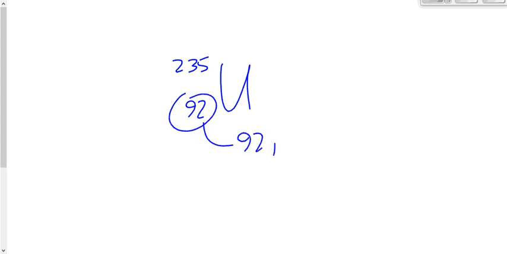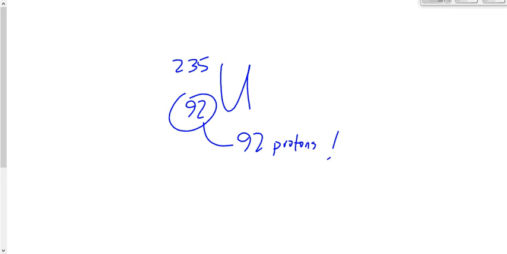Let's say it's uranium-235. Everybody should have the periodic table handy here. How many protons does this uranium-235 have? 92. It has 92 protons.